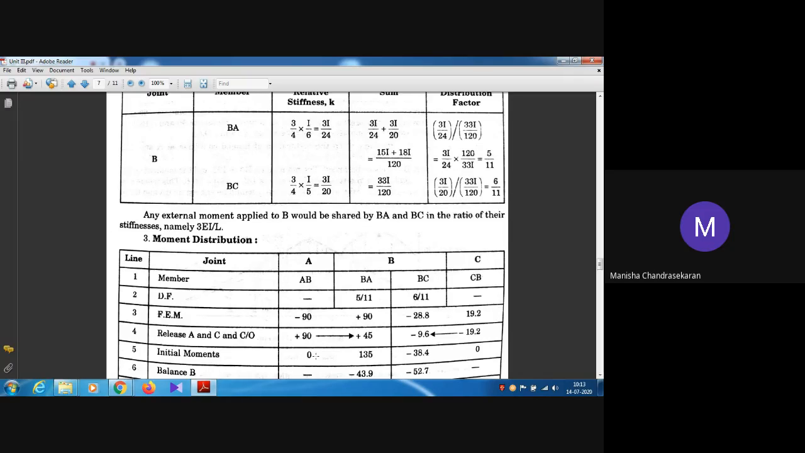Yes, sir. Okay, so step 3 is moment distribution. Step 3 is calculation of moment distribution. In this also we have to form a table. The first column may be joint. We don't need lines, but you can use them if you like. So the first column is joint. Then what are the joints which we have in that particular member?